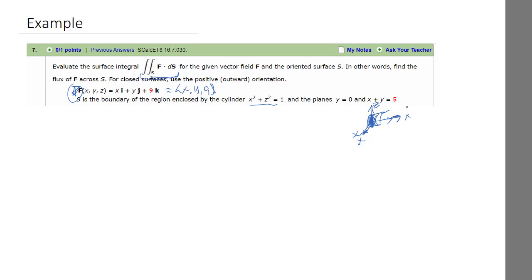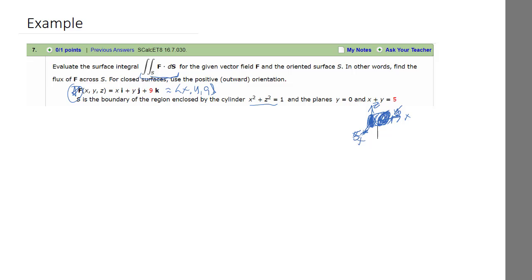x plus y is equal to 5. So x is equal to 5 on the x-axis, y is equal to 5 on the y-axis, and it's going to be a line in the xy plane, but it's going to cut the cylinder at some sort of angle, and so that's how it's going to look.